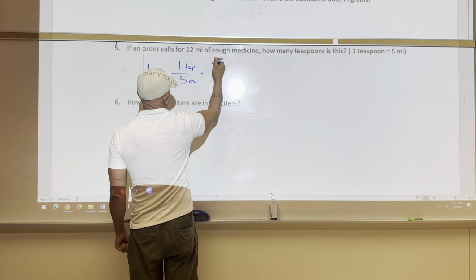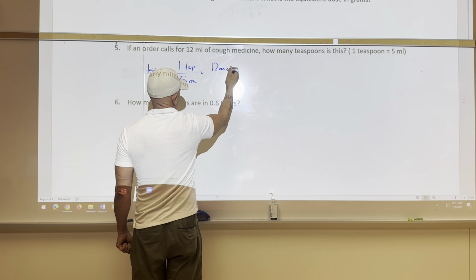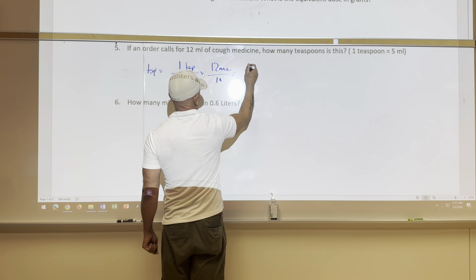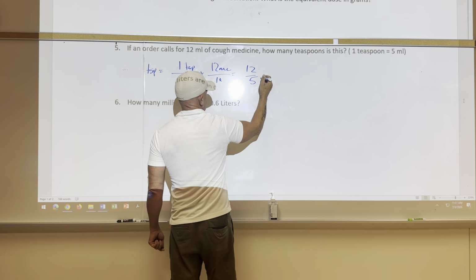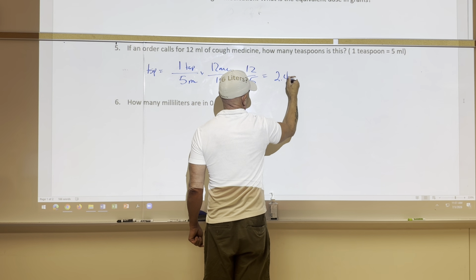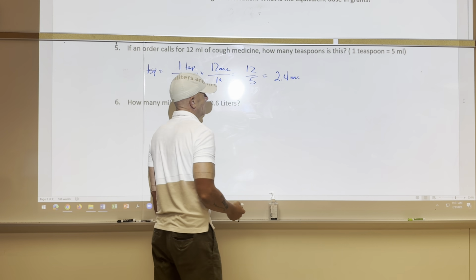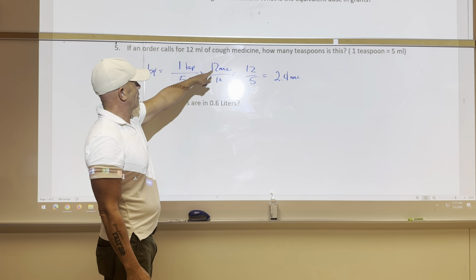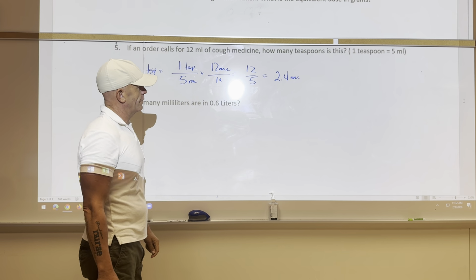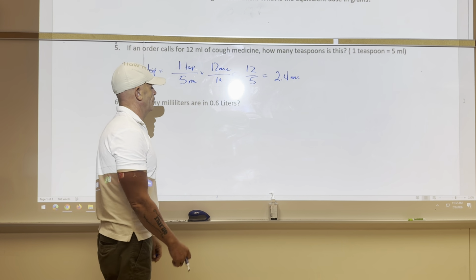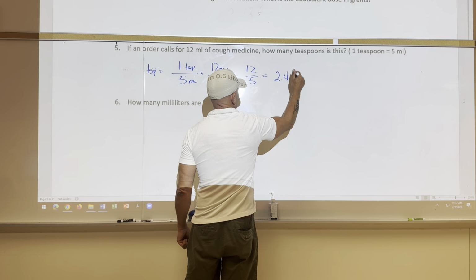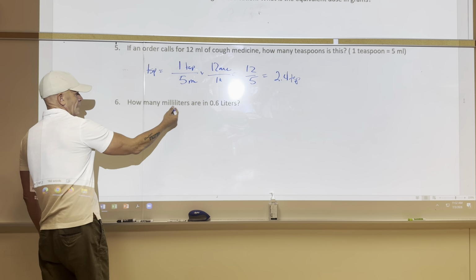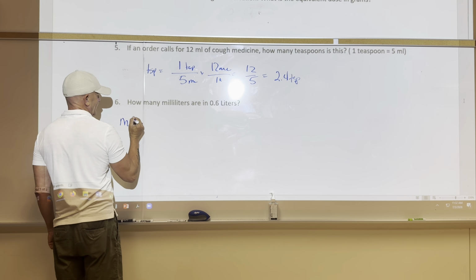Well, they give you 12 mLs. They want to know how many teaspoons that is. So that's 1 times whatever, and then you got 12 over 5, which equals 2.4. Another way to do it: 1 teaspoon is 5 mLs, so you take 5 into 12, it gives you 2.4 teaspoons.